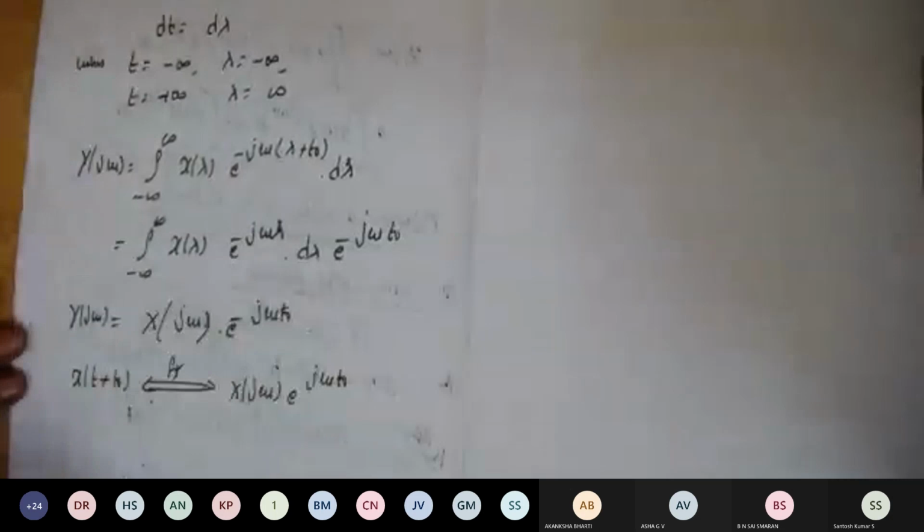So already we have seen the same thing in the discrete time Fourier transform. So here also we got the same property.